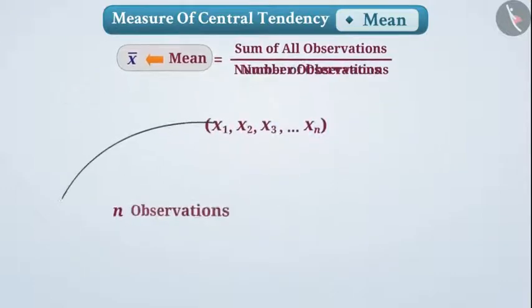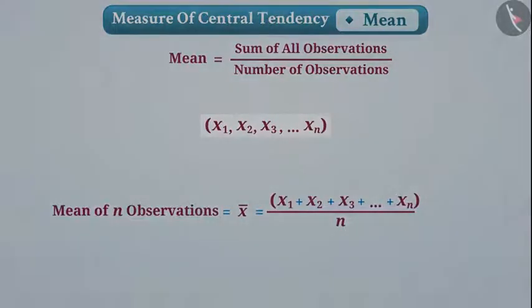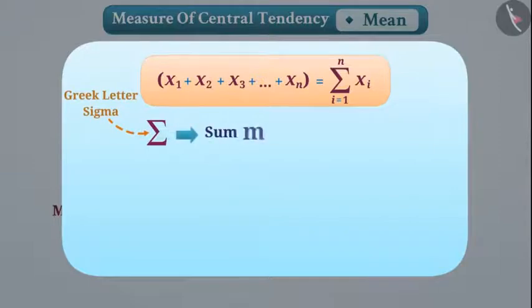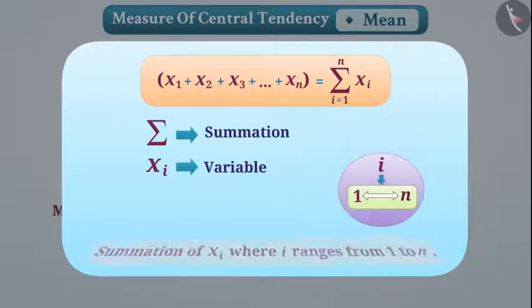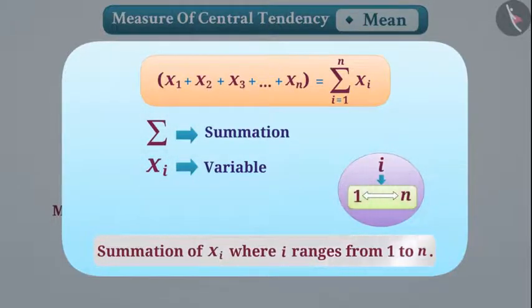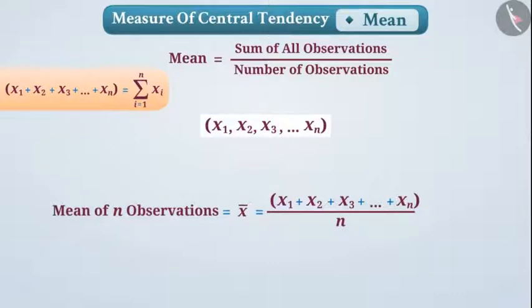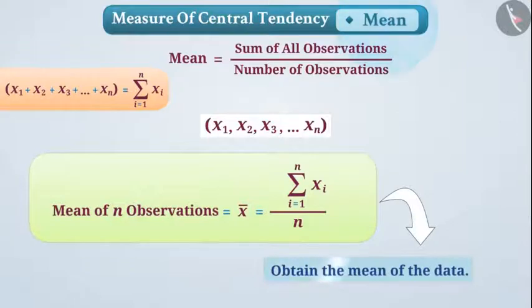If we are given n observations like this, then their mean can be written as. For our convenience, we can represent the sum of observations in this way, where the Greek letter sigma denotes summation, xi is a variable where i is any natural number from 1 to n. We read it as summation of xi where i ranges from 1 to n. Here n represents the number of observations. With its help, we can now represent the mean in this way. We use this formula to obtain the mean of the data.